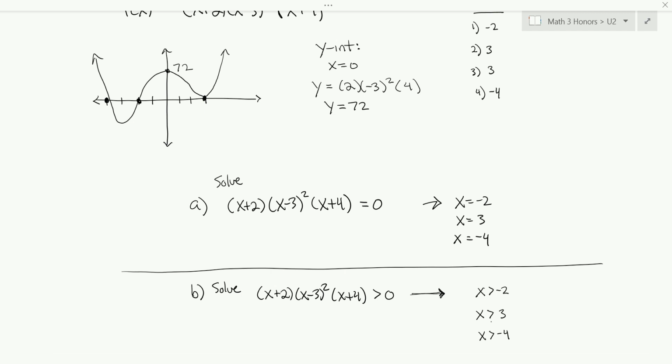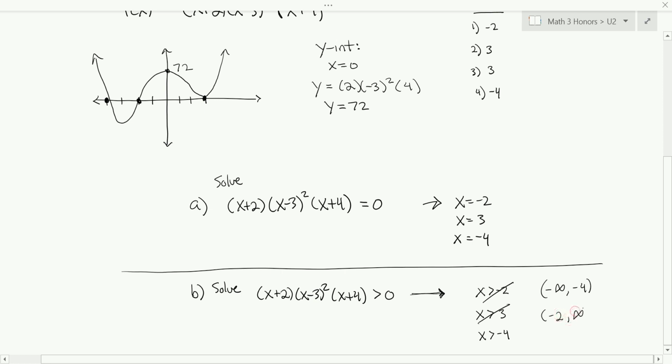Which are you meaning, everything above -4? Okay. So you would just say, hey, just throw those out. You just take everything above -4. So everything from -infinity to -4. So you're going to give me interval notation. That's fine. -2 to infinity. Okay.